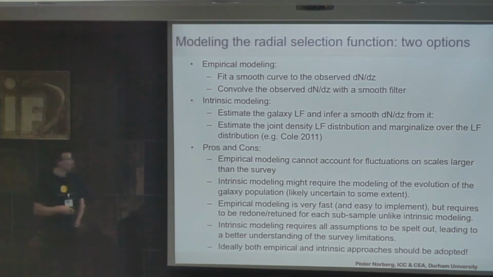Intrinsic modeling requires all assumptions to be spelled out. I usually like that, because that means that you know what you're assuming, and you make it clear. And that will also lead to a better understanding of the survey limitations, because you have said why you included things and so on.